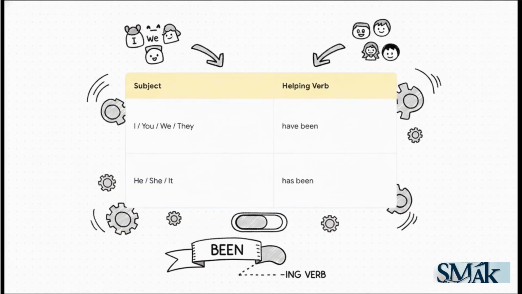Now, what's really cool here is that the only real variable you actually need to memorize is the helping verb. The word been and your ing verb, those never change. You just have to remember to match have with plural subjects or the pronouns I and you. And for your singular subjects, like he, she, or it, you just lock in has. Once you master that one simple toggle, honestly, the formula basically runs on autopilot.